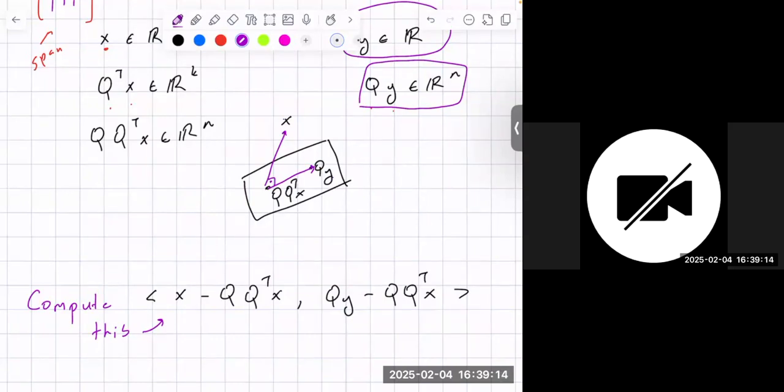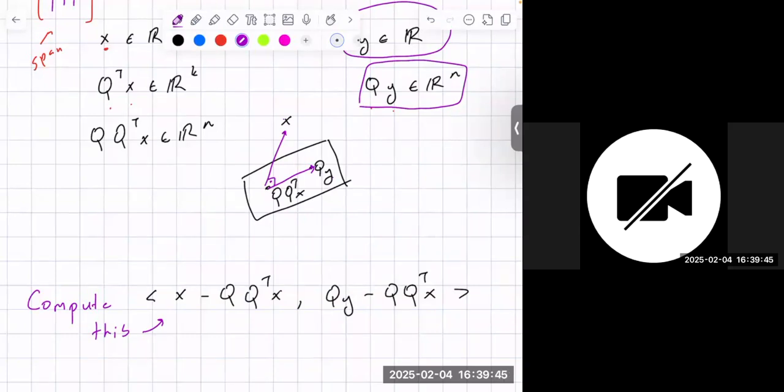So I'm looking at X minus this stuff, which is this vector right here. And Qy minus this is this vector right here. Since Qy could be any y, this represents any vector you could put inside here, okay? If you always get this 0, that means this was at a right angle to the entire thing. That was literally the projection, okay?